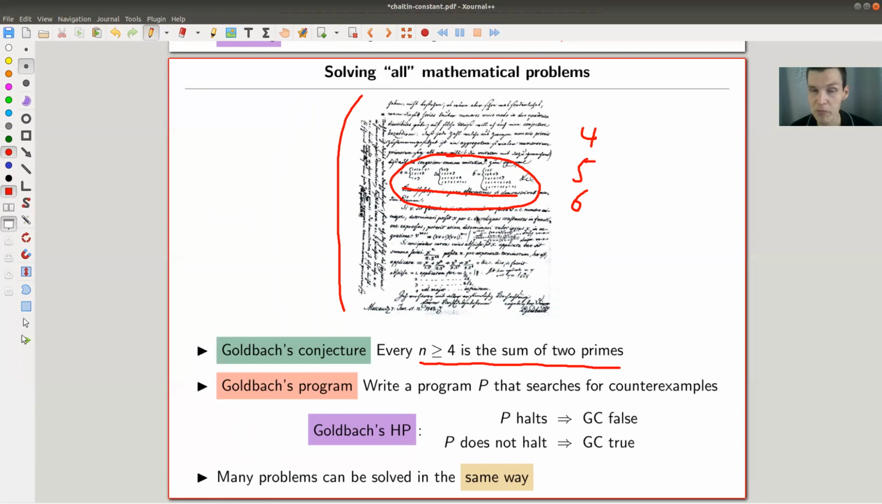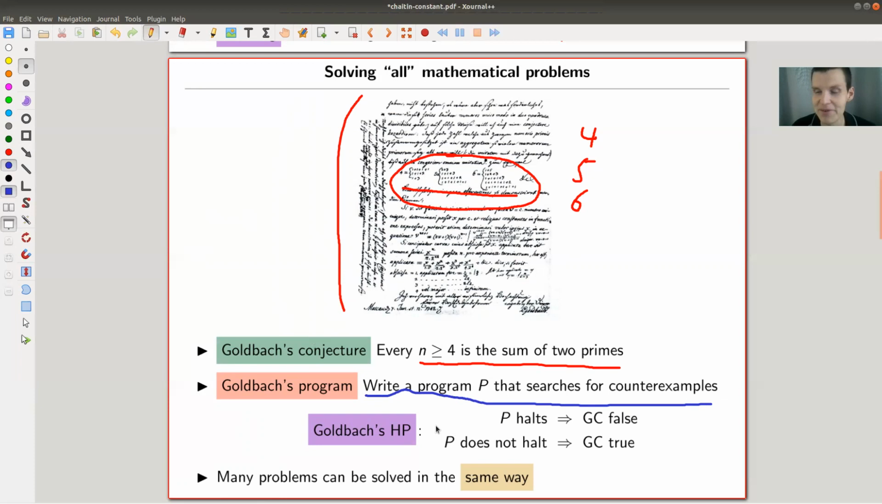And the point now is, what does it have to do with what I just told you? Well, there's something I call the Goldbach program, probably not the standard name. How can we prove this conjecture? Well, we write a program P that searches for counterexamples. Sounds reasonable, right? That's what people do anyway. They write programs and search for counterexamples, up to a certain bound, 1 million, probably much bigger, more like 1 million digits. Something like that.